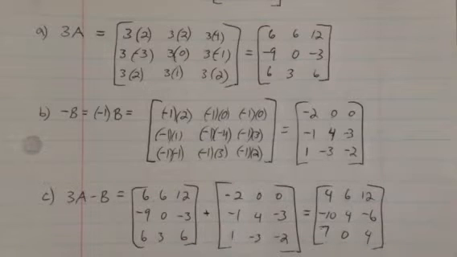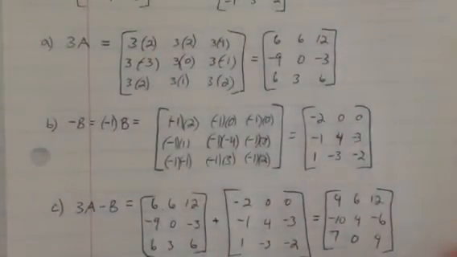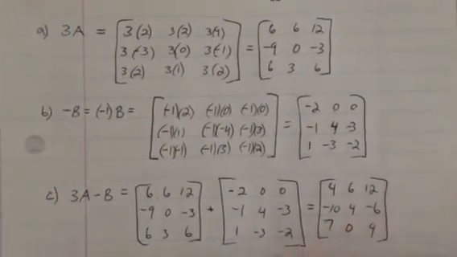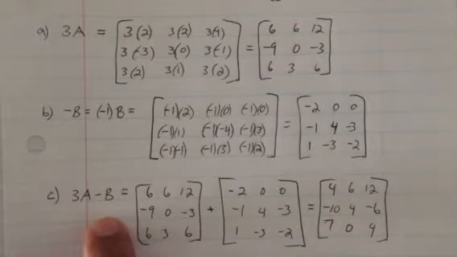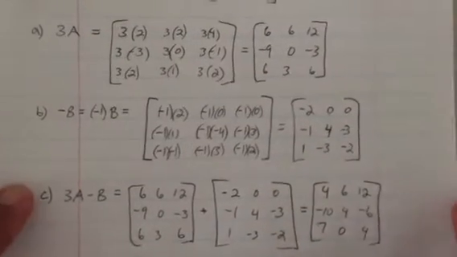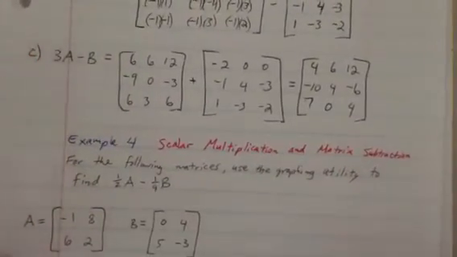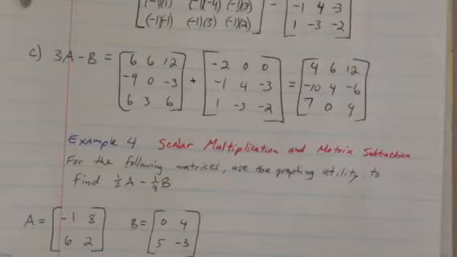Okay, this is the second part of the video for section 7.5. If you remember last video, we ended up with this example, letter C, and this was our resulting matrix. So we'll move on to example 4, and example 4 is scalar multiplication and matrix subtraction.